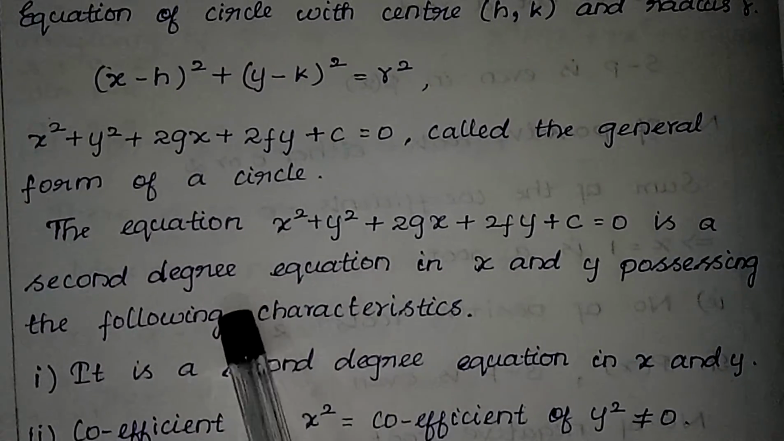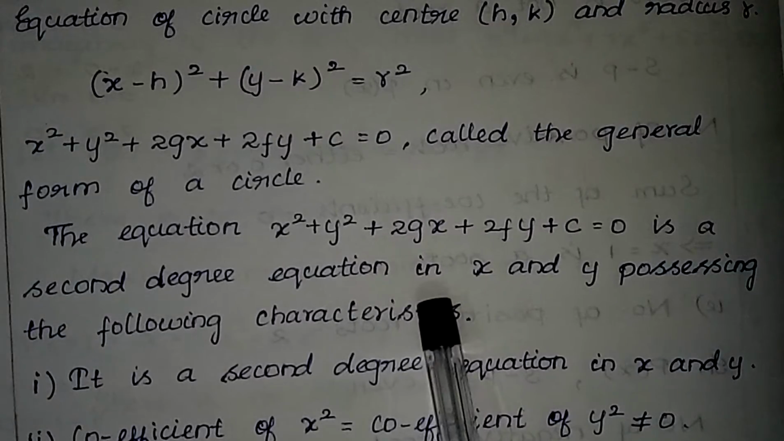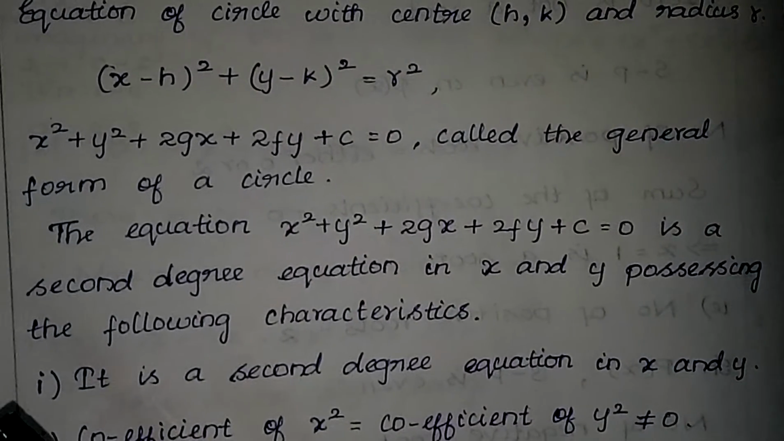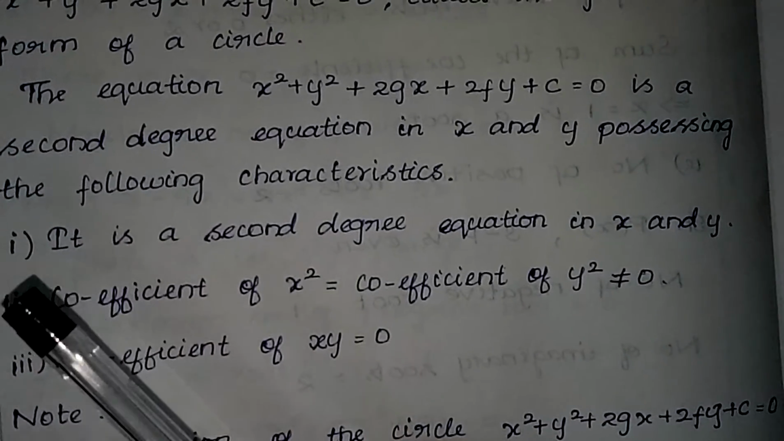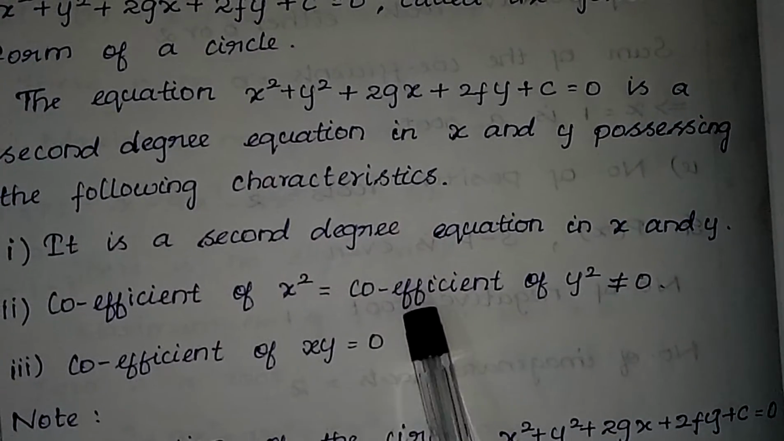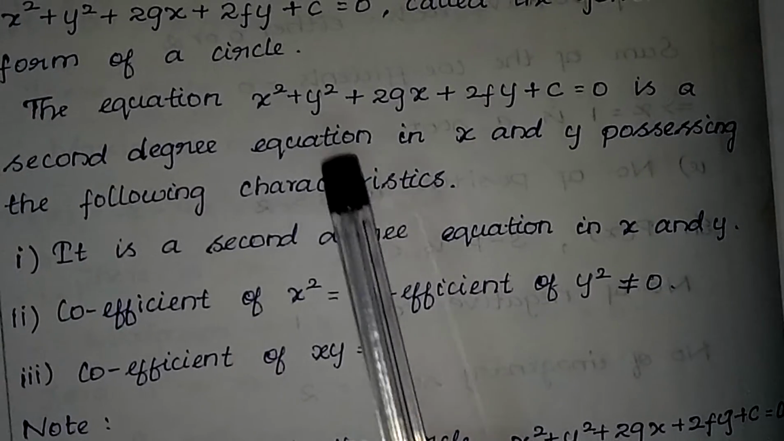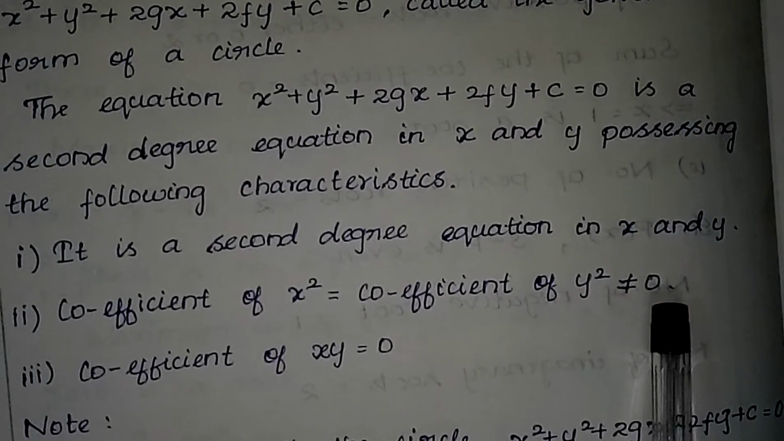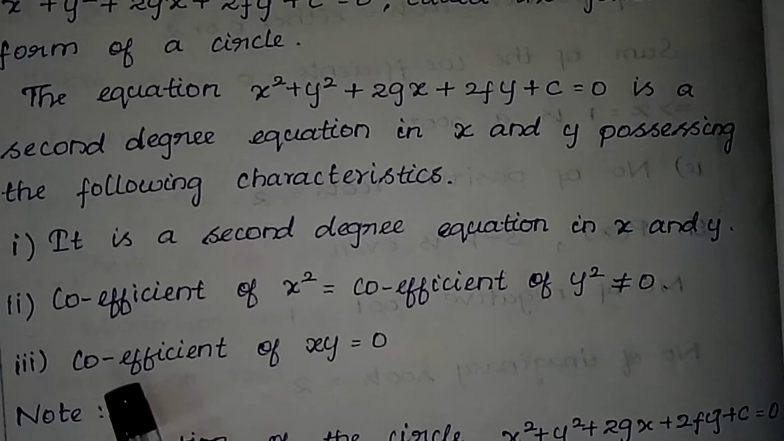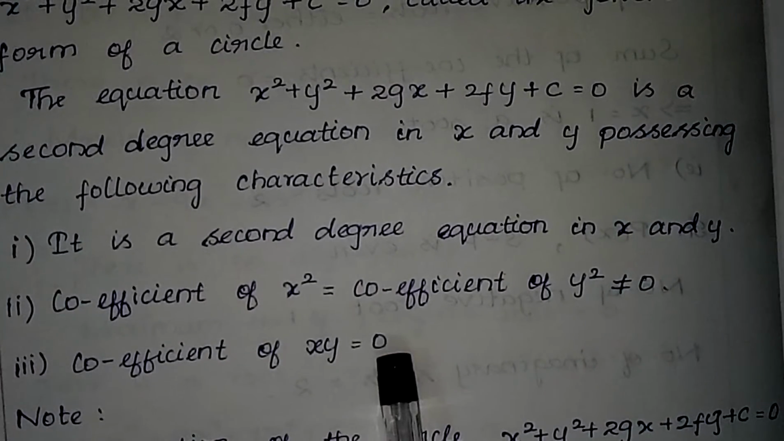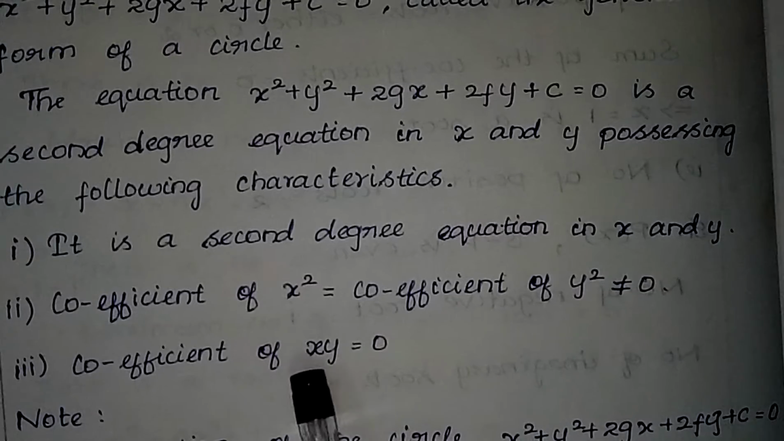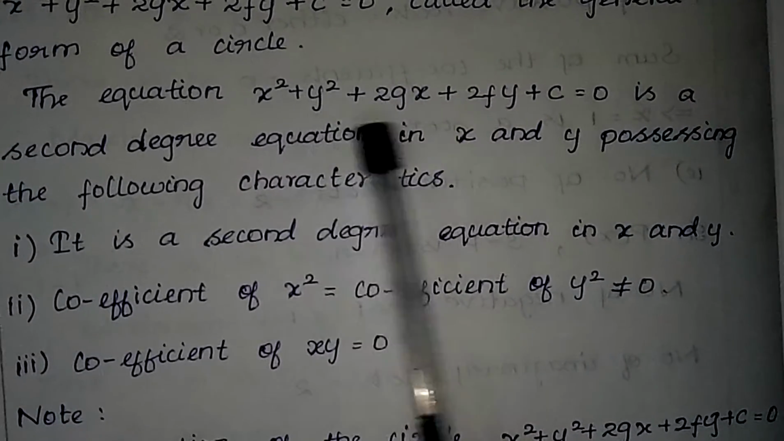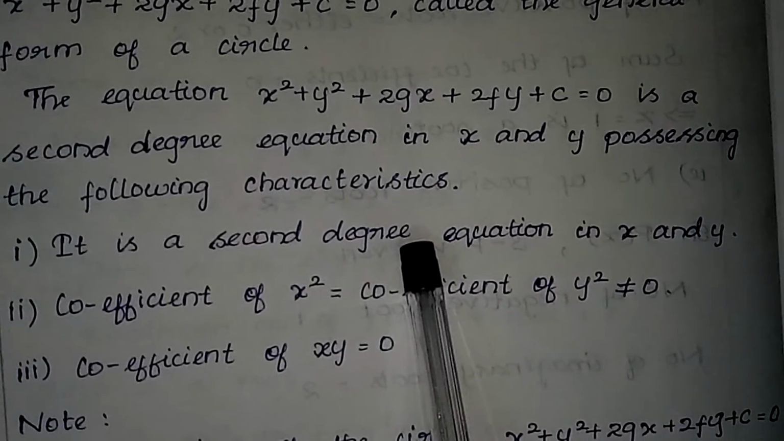And this is a second degree equation and it is a circle we said, no? And what characteristics we have here is the coefficient of x square and coefficient of y square will be equal, and not equal to 0. And the coefficient of xy will be equal to 0, which means there won't be any xy term. And it is a second degree equation in x and y.